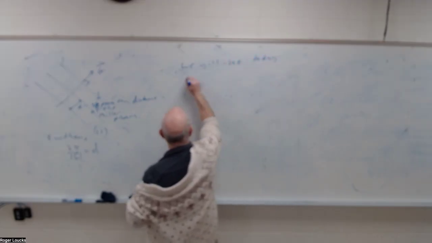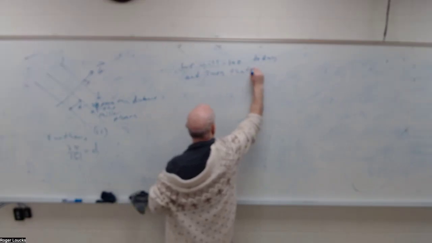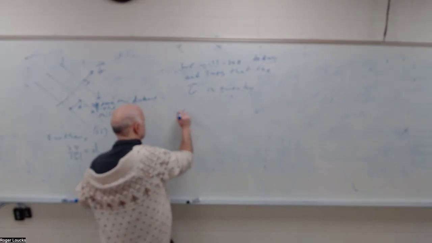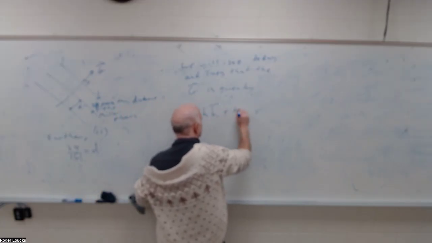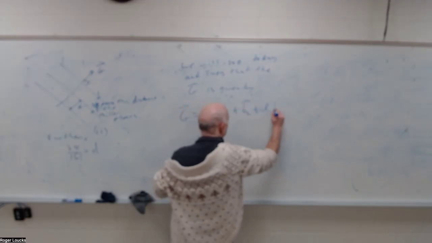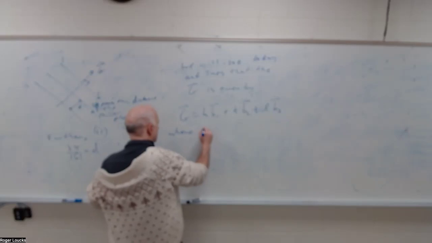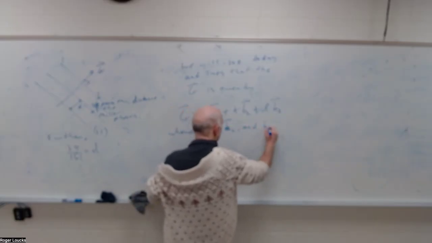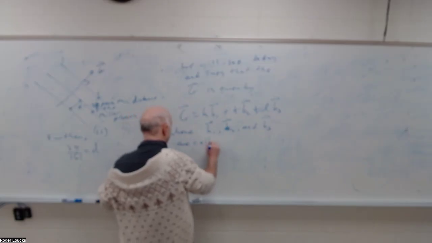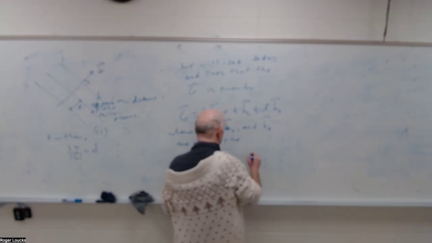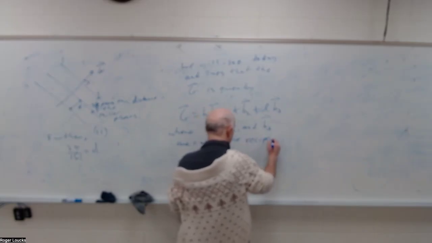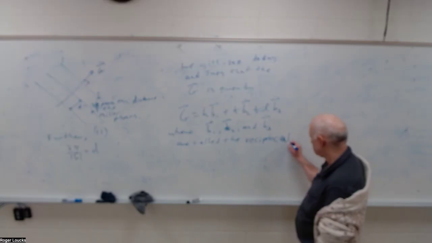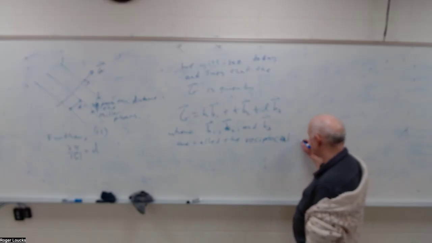And here's that the G vector is given by G equals H B1 plus K B2 plus L B3, where B1, B2, and B3 are called the reciprocal lattice vectors.